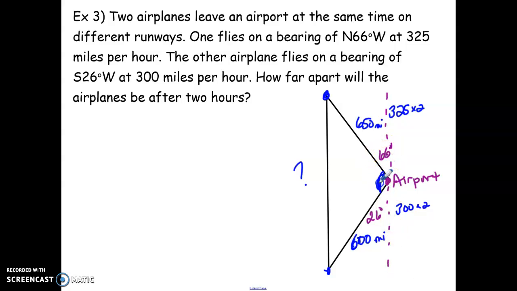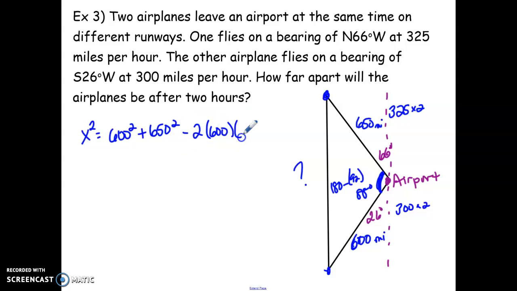To find this angle here, this is a straight angle. So if I do 180 minus those two, so 180 minus 66 plus 26, which gives us 92, we get 88 degrees. Okay, so we're going to use law of cosines. We're going to find the distance, which is going to be 600 squared plus 650 squared minus 2 times 600 times 650 cosine of 88.